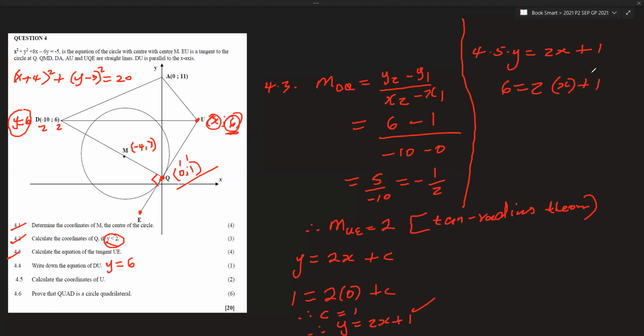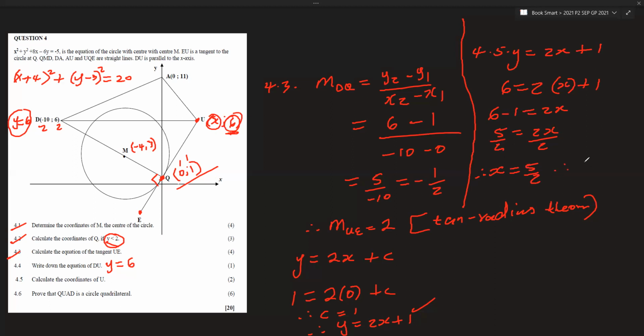Obviously, I need to move the 1 first, that side, which is 6 minus 1 equals 2x. Then I have 5 equals 2x. Then I'm going to divide both sides by 2 so that the x can remain alone. Therefore, x equals 5 over 2.